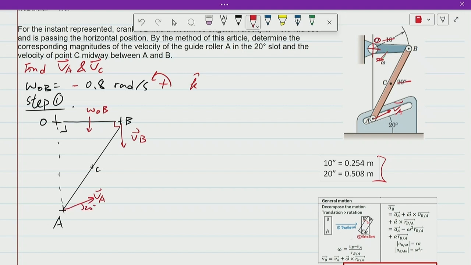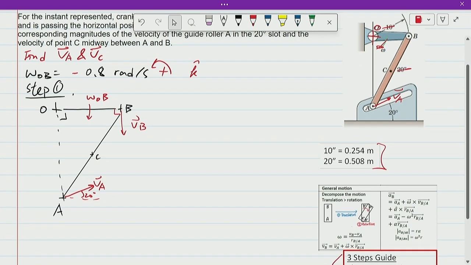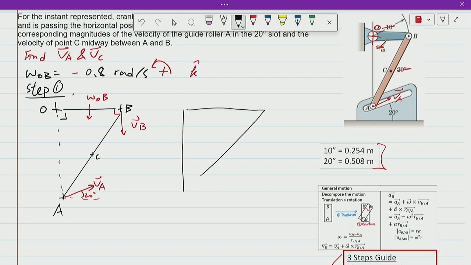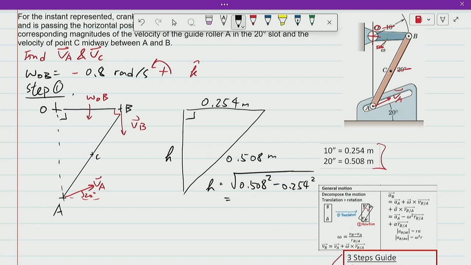at 20 degrees. We know this is 10 inches, which is 0.254 meter. We know this is 0.508 meter, and that gives us an h of the square root of 0.508 squared minus 0.254 squared, which is 0.44 meter. Again, do not be afraid to draw more triangles.